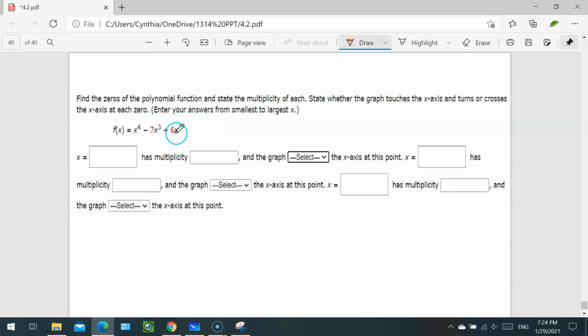When I look at this function, I know I have to take out a common factor of x squared. So we do that first. Bring the x squared to the outside. The first term, we still have x squared. The second term turns to minus 7x. And the last term has a 6. Now, inside this trinomial, we can continue to factor.